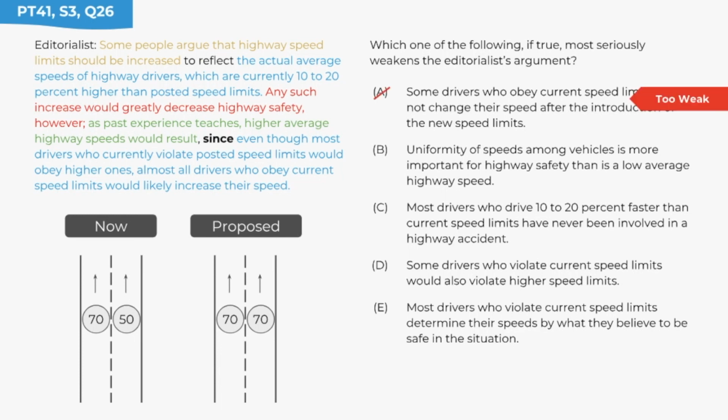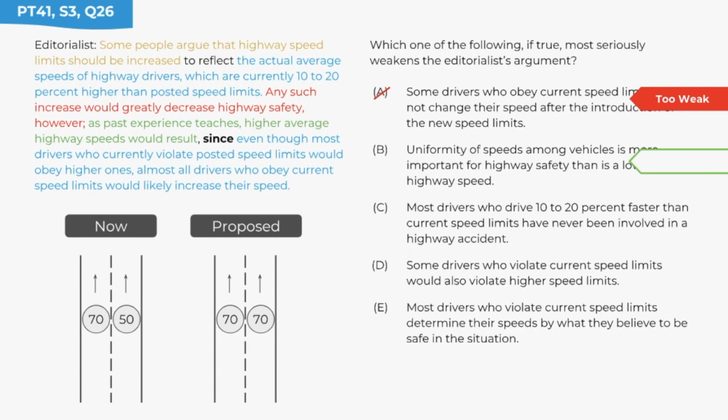If we look at answer choice B, uniformity of speeds among vehicles is more important for highway safety than is low average highway speed. Well, this is kind of what we were predicting, that the other factor may be more important than the one that the argument is suggesting would reduce highway safety. Let's hold on to answer choice B and take a look at the rest.